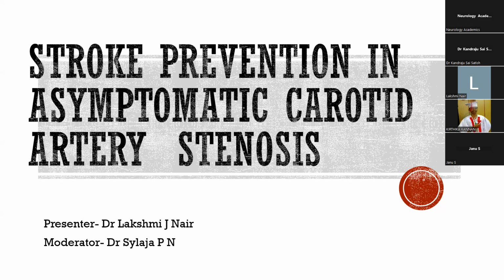So I'll be going in the order of: we'll first see the definition, then we'll look into the epidemiology of asymptomatic carotid stenosis. Then comes the risk factors, then natural history, then imaging findings, especially the high risk plaque features, and the recent trials and the treatment guidelines which are available.